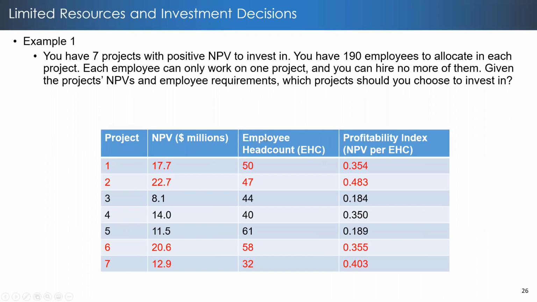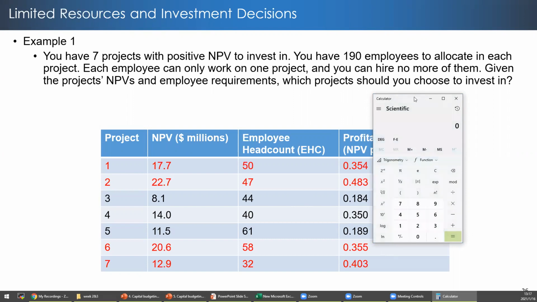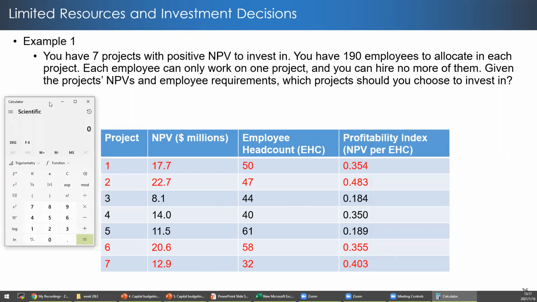Okay, so the third column basically tells us the profitability index for each project, right? We are going to start, of course, from the highest PI, which is 0.487. So we're going to pick the second project first. However, here we want to also notice the remaining number of employees that we can use for other projects.